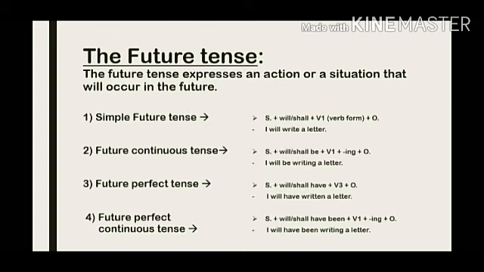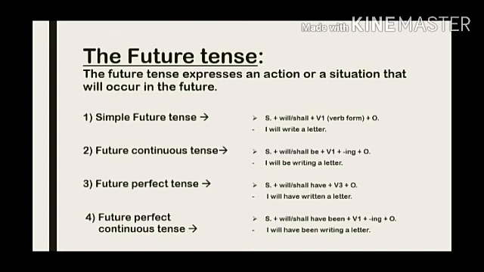Second is future continuous tense. The sentence is I will be writing the letter. Here we use will or shall be and V1 with ing form. The sentence is I will be writing the letter.